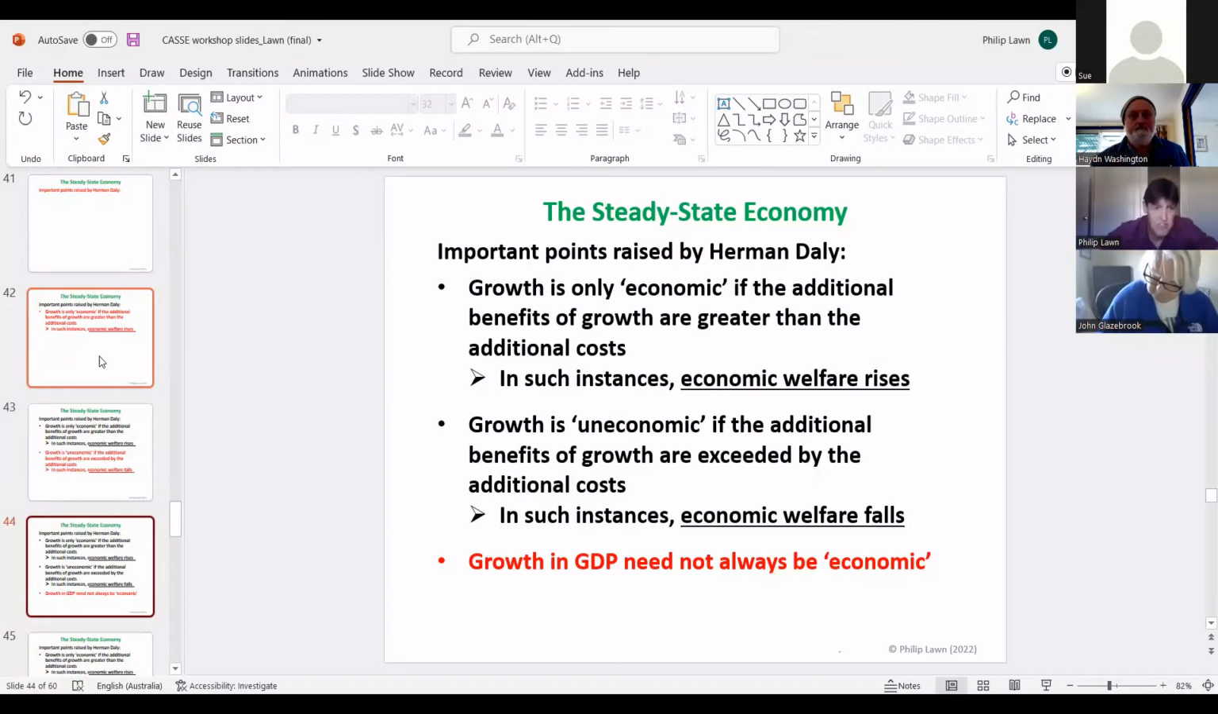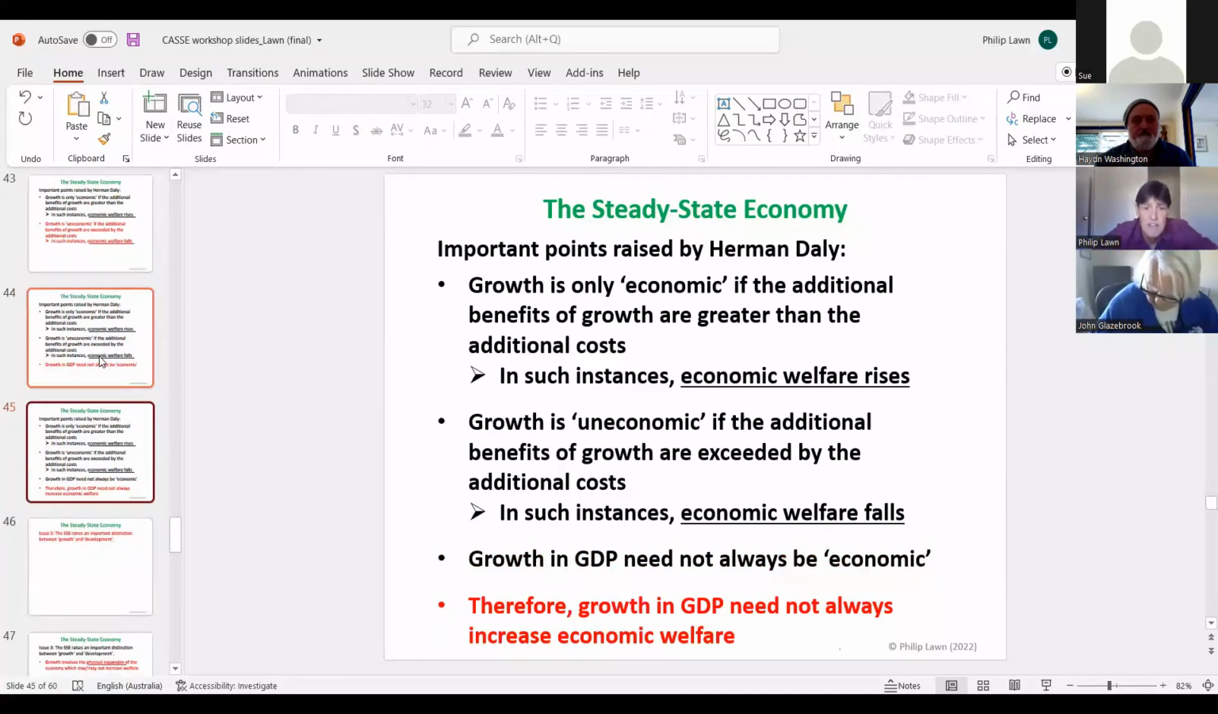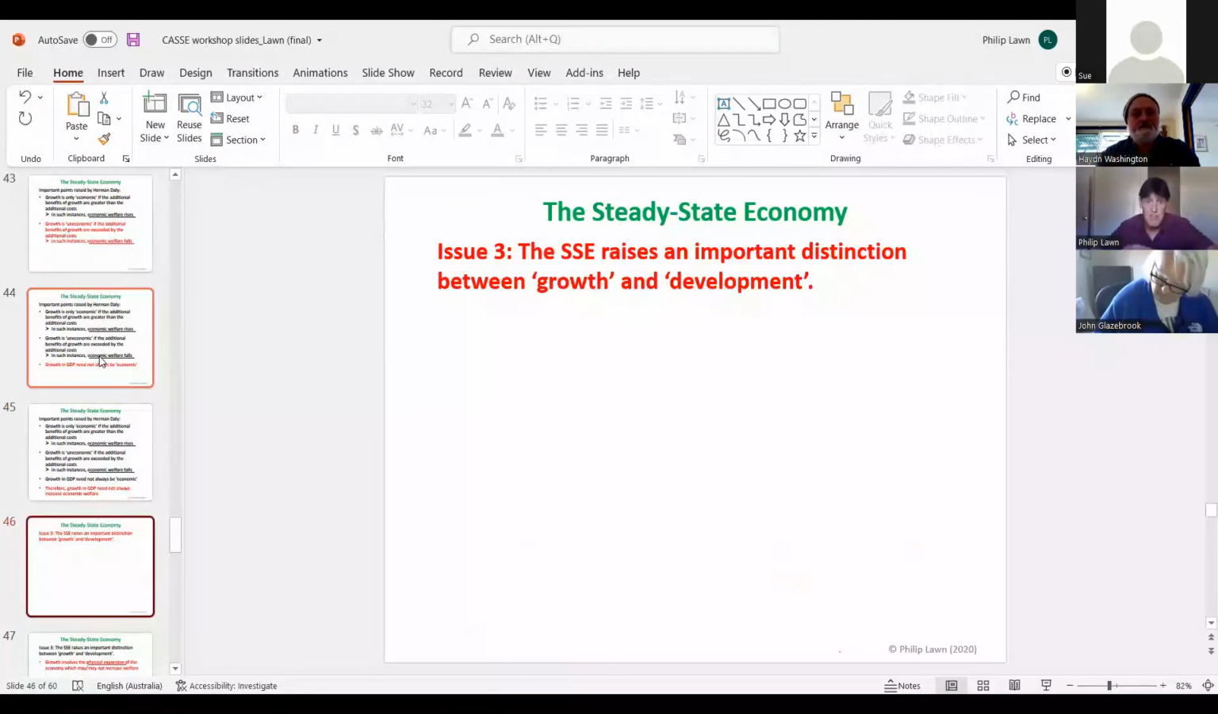And one of the alternative indicators that can be used to determine whether growth is economic or not is an indicator that I've done a lot of work on called the genuine progress indicator. So unlike GDP, which just provides a monetary measure of the total volume of economic activity, the genuine progress indicator measures the benefits and costs of economic activity. It subtracts the costs from the benefits. So if growth in GDP is uneconomic, the genuine progress indicator falls and indicates that economic welfare is declining. So therefore, growth in GDP need not always increase economic welfare.